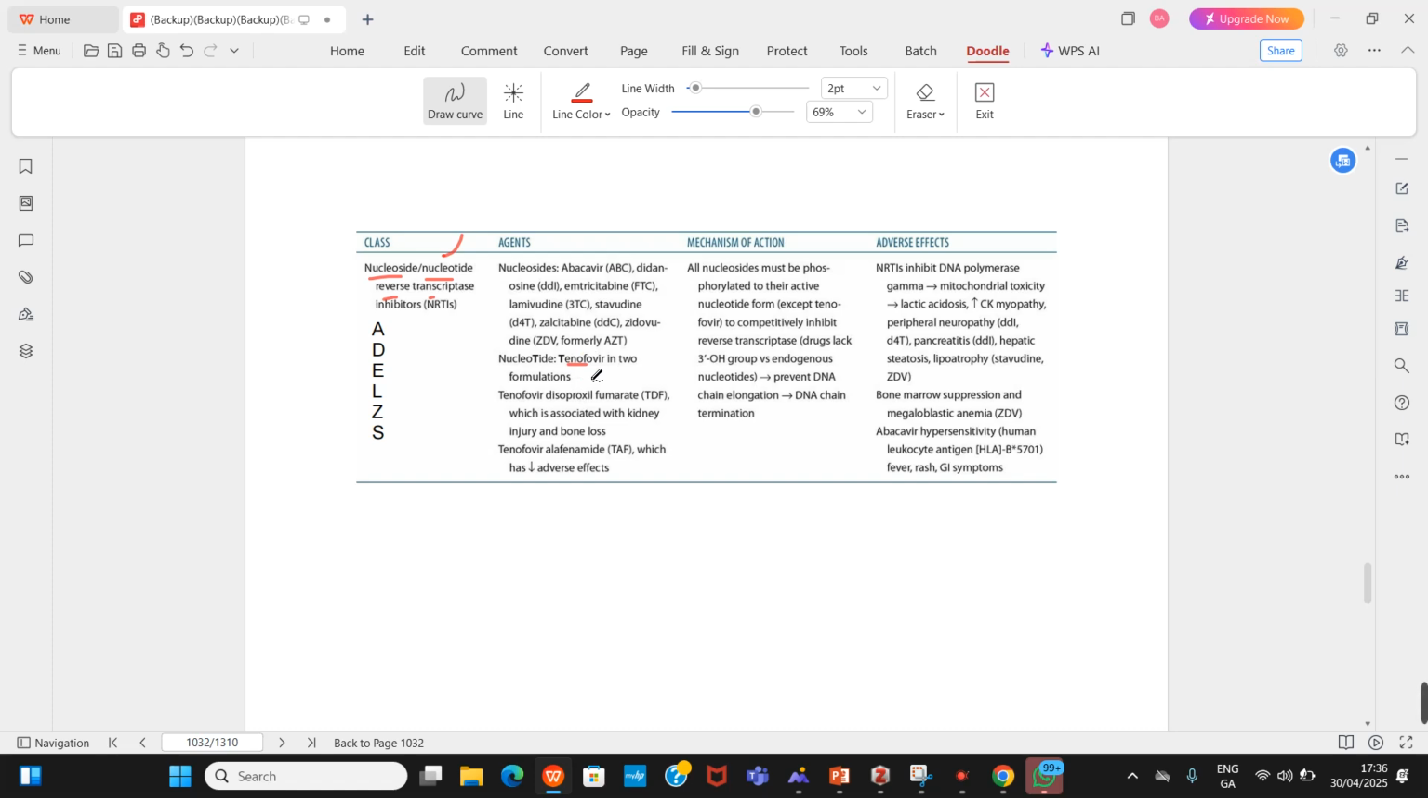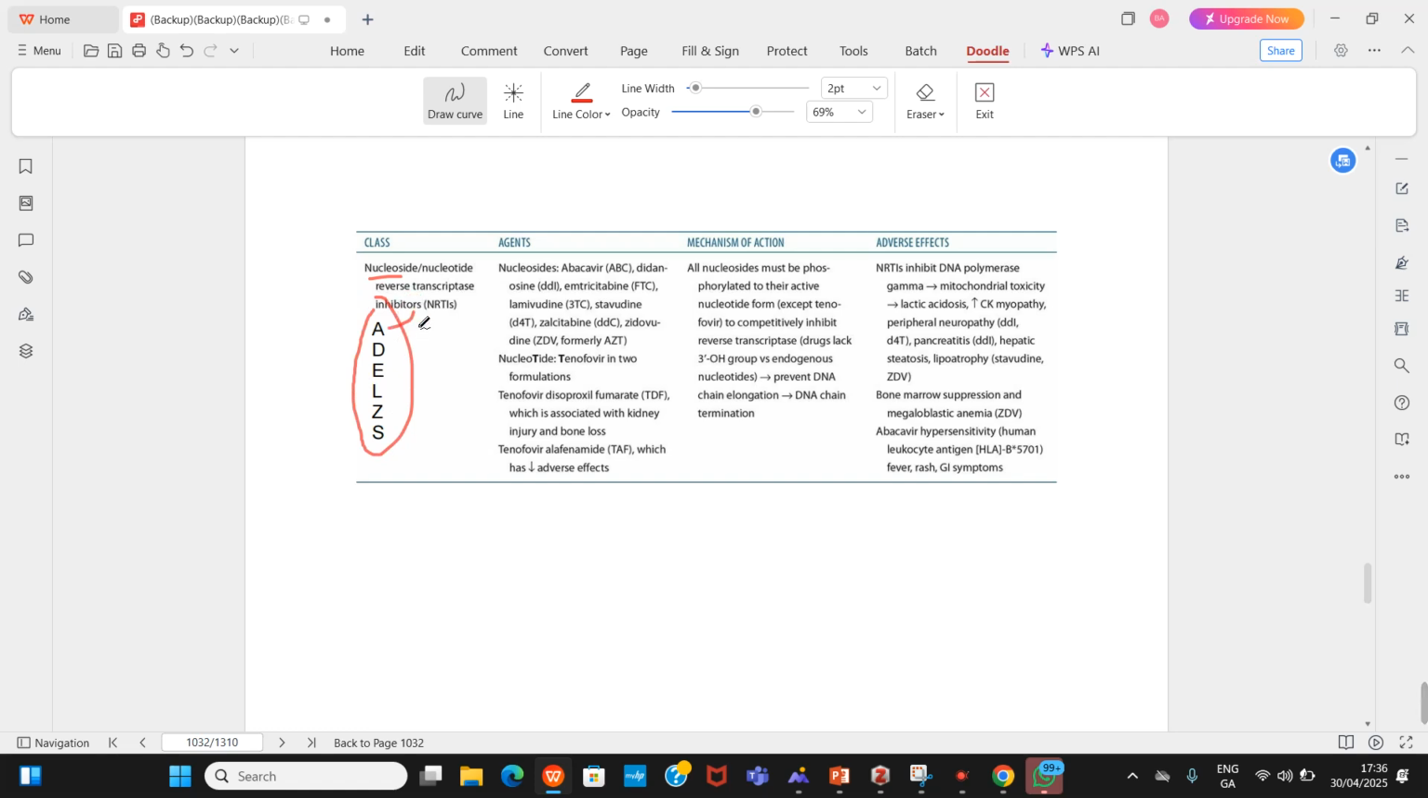And what I want to say is that the difference between a nucleoside and a nucleotide just depends on phosphate. So once you phosphorylate a nucleoside, it becomes a nucleotide. Now the acronym to remember all those drugs is ADELZS.